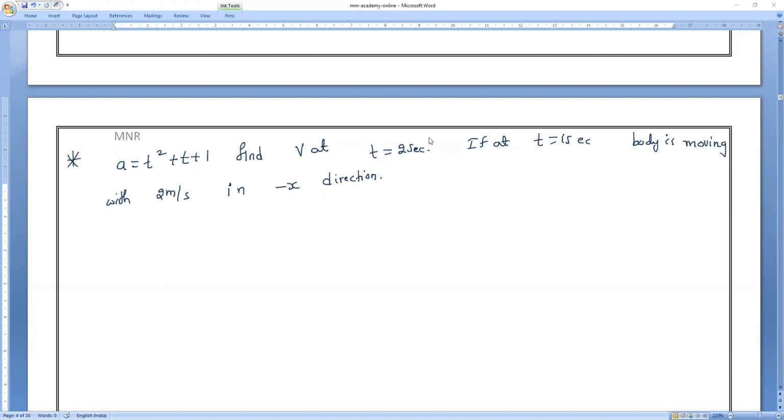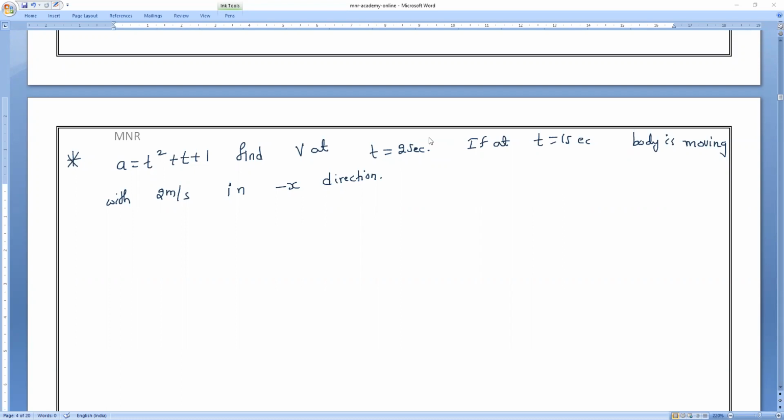So now we have to find V at t is equal to 2 seconds, and they are saying that if t is equal to 1 second, it is moving with a velocity of 2 meters per second. Towards which direction? Minus x direction. Minus x direction. All clear?